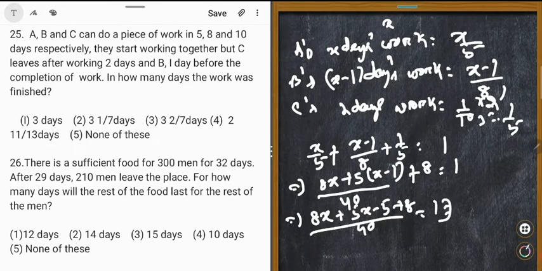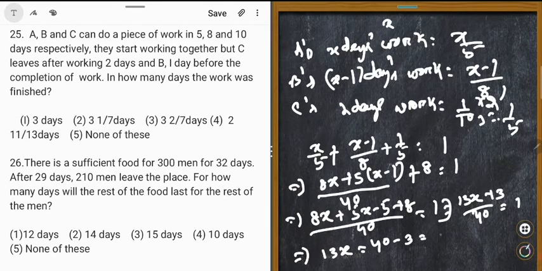8x plus 5x is equal to 13x, right? Minus 5 plus 8 is equal to plus 3, upon 40 is equal to 1. Could you understand? Yes, sir. This implies that 13x plus 3 is equal to 40. Minus 3, right? 13x is equal to 40 minus 3, which is 37.